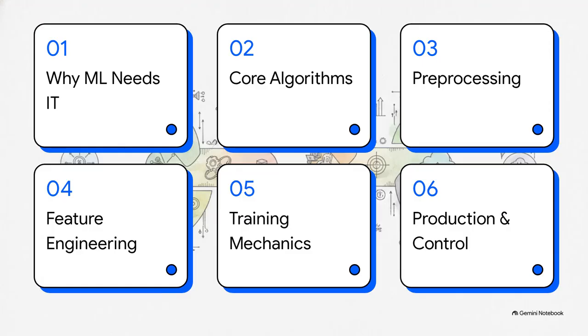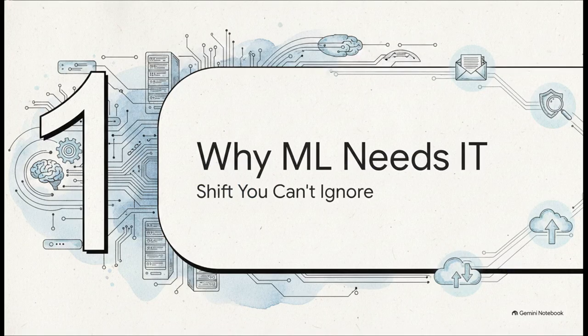Here is our agenda. We're treating ML as a logical systems engineering pipeline today, so we'll quickly cover why ML needs IT, core algorithms, pre-processing, feature engineering, training mechanics, and wrap up with production and control. Section 1. Why ML needs IT.